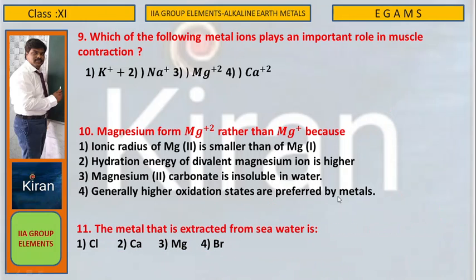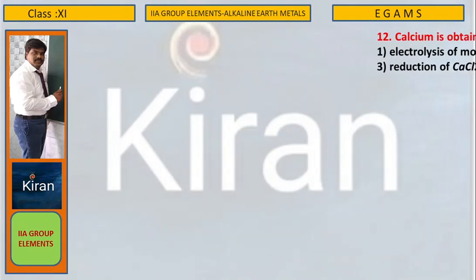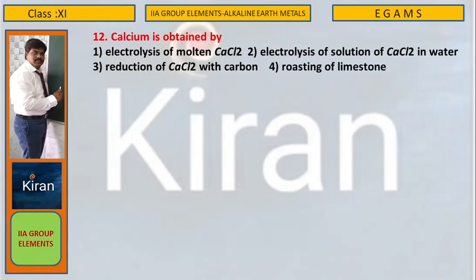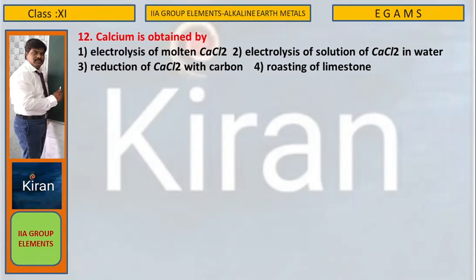The metal that is extracted from sea water: bromine is a non-metal, chlorine is a non-metal. Along with calcium and magnesium, you can expect to answer easily. The right answer is magnesium. We can extract it from the sea salts. Magnesium is extracted from sea water. Question number 12. Calcium is obtained by.